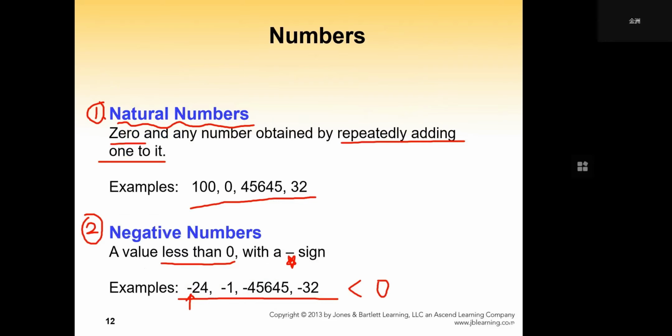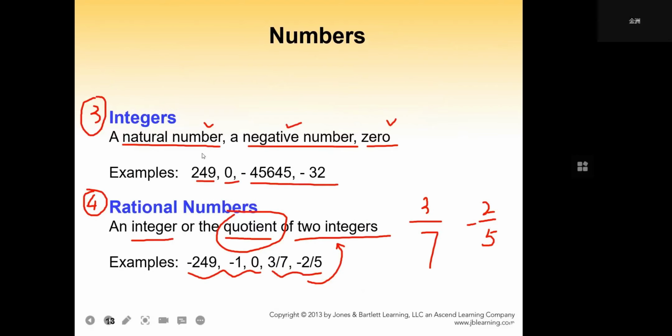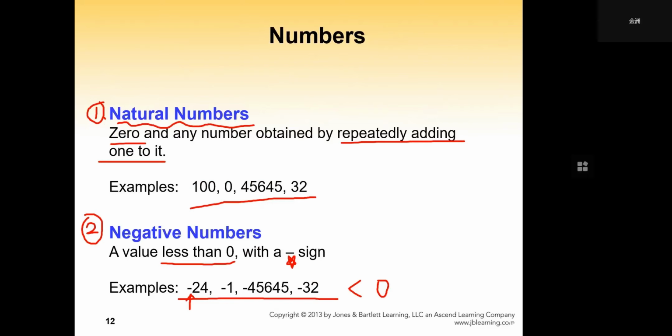So firstly, we look at the categories of numbers. I think all of you have already learned this in primary school or high school anyway. All of you have already learned that any number can be divided into natural numbers, negative numbers, integers, or rational numbers. So what is a natural number? It includes 0 and any number obtained by repeatedly adding 1 to it. That is natural numbers.